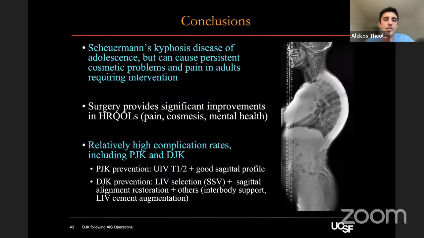So in conclusion, Scheuermann's kyphosis is a disease of the adolescents, but can cause persistent cosmetic problems and pain in adults requiring intervention. Surgery provides significant improvements in health-related quality of life scores, pain, cosmesis, and mental health. However, it does have a relatively high complication rate, including PJK and DJK, and it's very important to understand the preventative strategies as well as choosing appropriate levels for surgery to minimize the chance of these occurring.